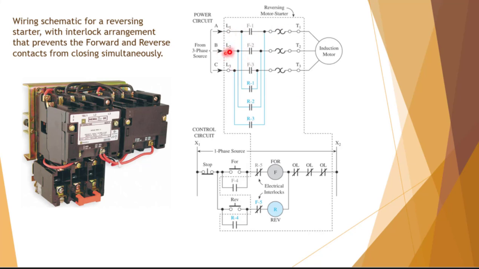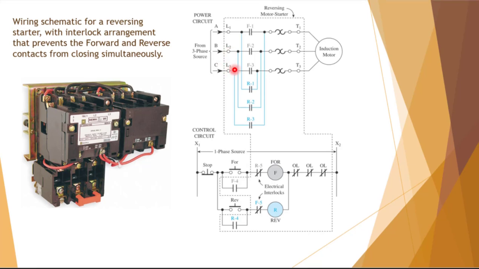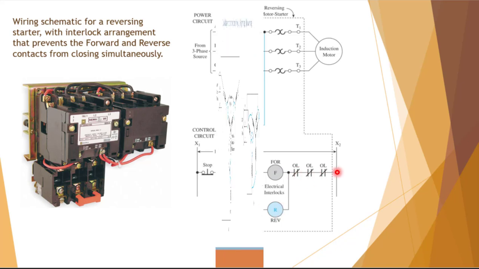So L2 in this case is staying the same because L2 goes right around. So either forward or reverse, this side of L2 is going over to here. But in the case of F, the difference between F and R is we're switching L1 from here to here, from here to here. And we're switching L3 from here to here, from here to here. So we're switching L1 and L3 through this circuit, forward or reverse, forward or reverse. Overloads will take out either direction.